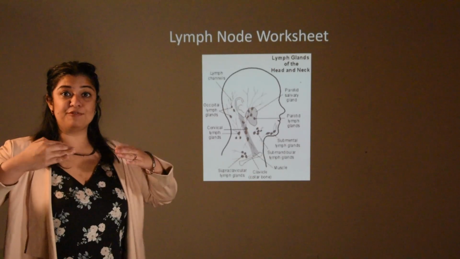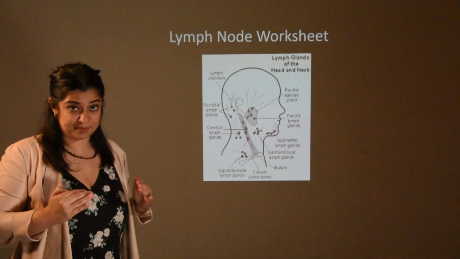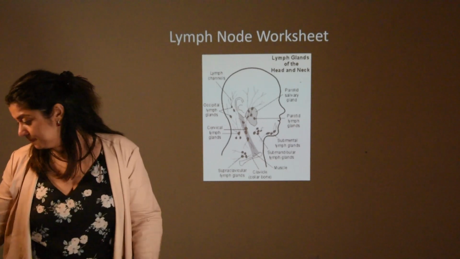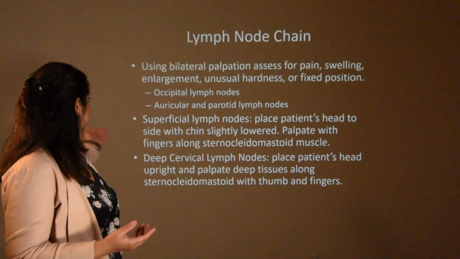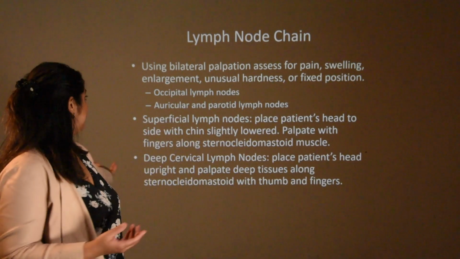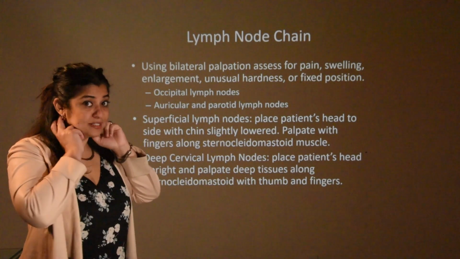And some of these lymph nodes are above the surface and some of them are below the surface of the muscle. So you want to make sure that you're really getting in deep. Now the lymph node chain, like I said, you can have lymph nodes that are superficial or deep lymph nodes. And you can also have lymph nodes right here called the occipital.